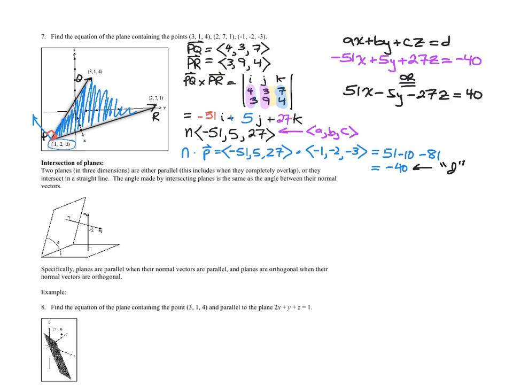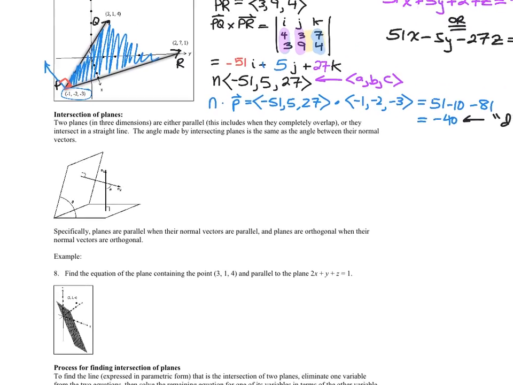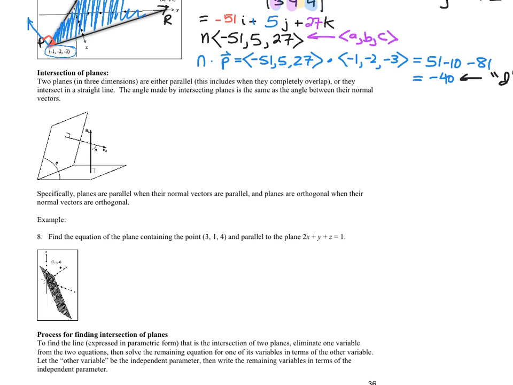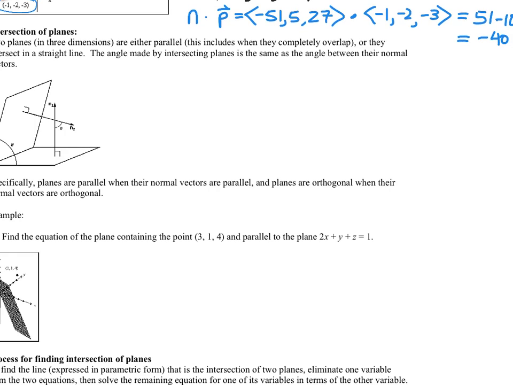So if two planes are going to intersect, the normal vectors have to intersect. If two planes are going to be parallel, then their normal vectors have to be parallel. All right, so for number 8, when it says find the equation of a plane containing this point that's parallel to the plane, all I'm going to do is pull out this normal vector. Normal vector is 2, 1, 1.